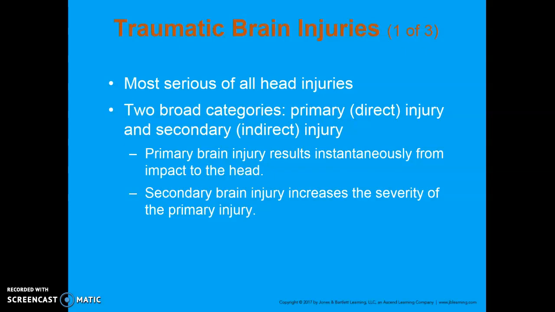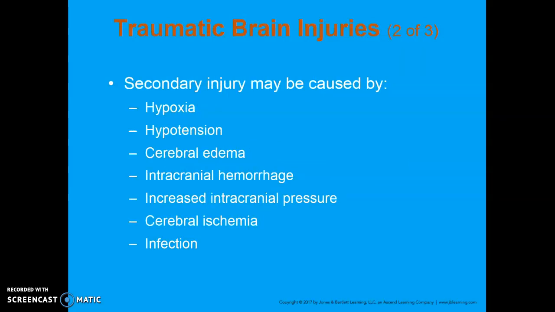Secondary generally is because of the side effects of that primary injury and is determined to be relative to the severity of that primary. So some things that cause secondary injuries. So cerebral edema, so that swelling in the brain can cause lack of oxygen, can cause blood pressure issues up within the brain, so you don't get as much perfusion as what you're supposed to. Intracranial hemorrhage, increased ICP, either from swelling or bleeding, cerebral ischemia, and then infection as well.